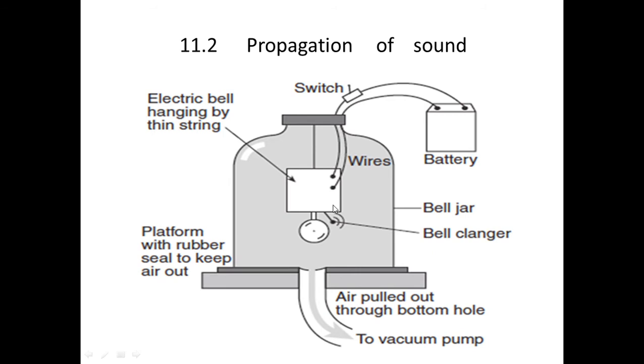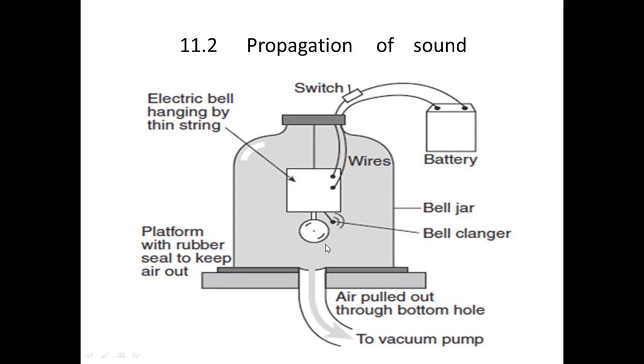First, switch on the electric bell after arranging all these apparatus and record your observations. Then switch on the electric bell again while evacuating the air in the bell jar using the vacuum pump. Record your observations. Finally switch on the electric bell again when the bell jar is completely evacuated and record your observations.